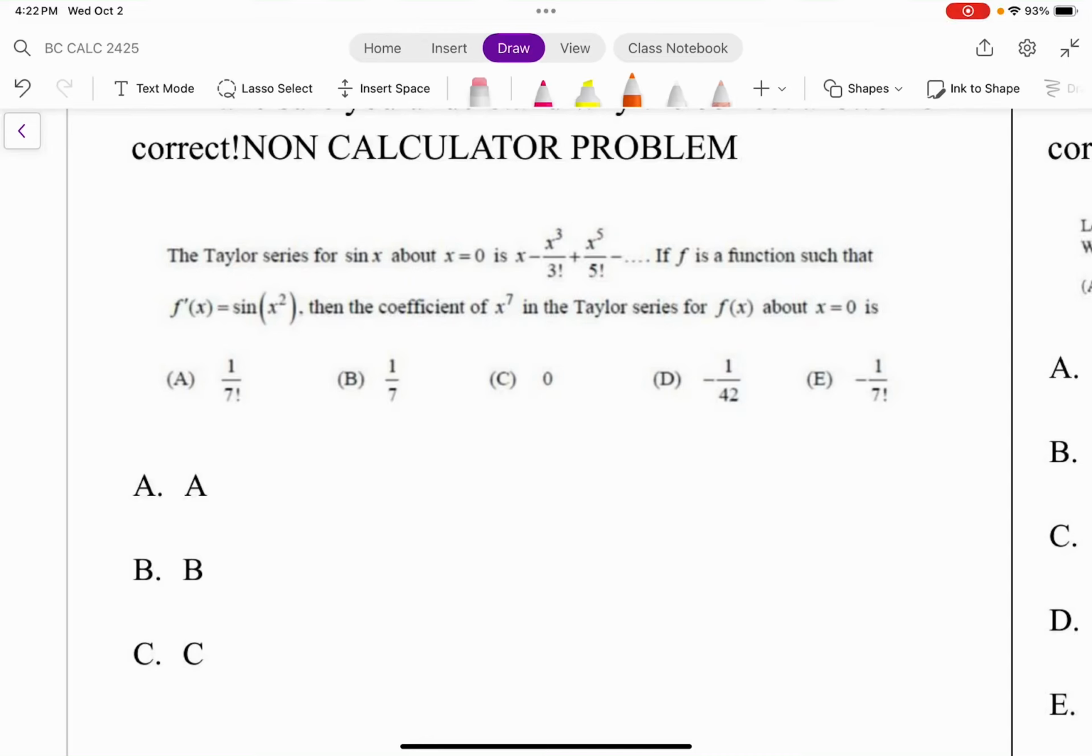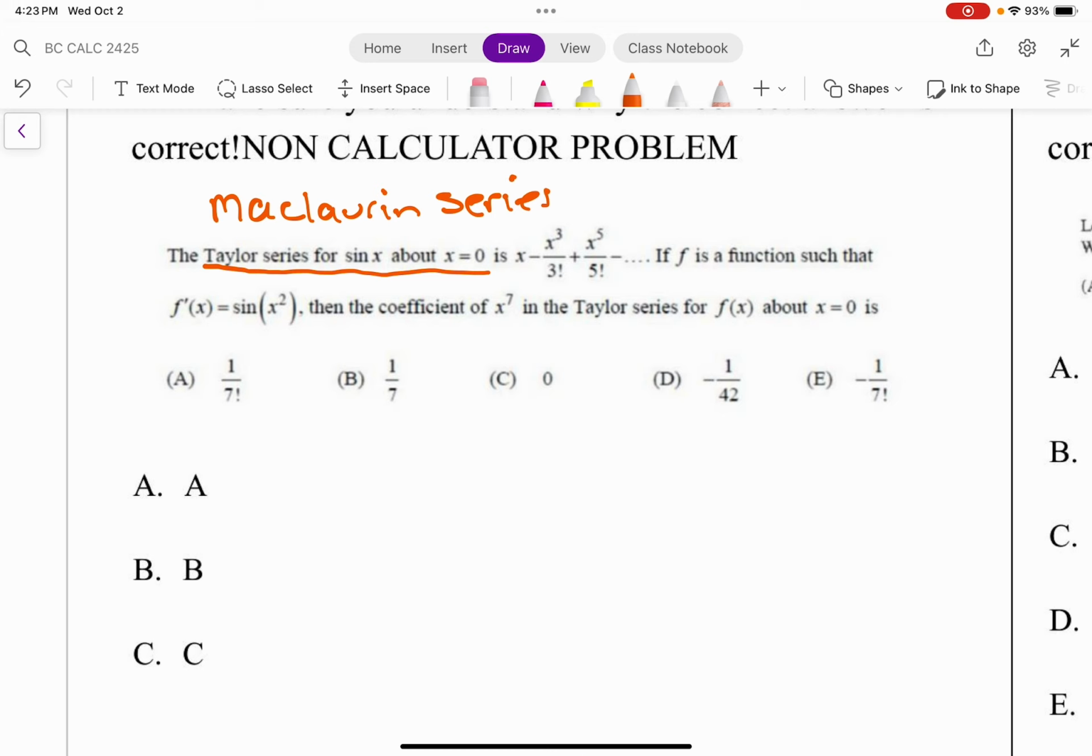Okay, this question says the Taylor series for sine of x about x equals 0. By the way, that's also known as a Maclaurin series. Just a little vocab info. If it's centered at 0, it's also known as a Maclaurin series. So they told us the one for sine.